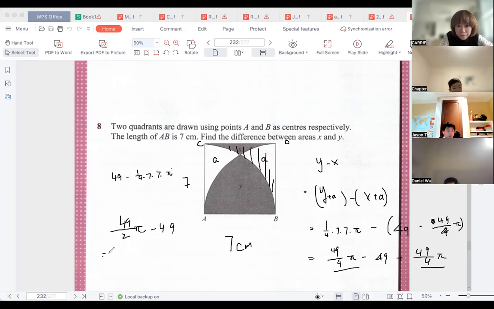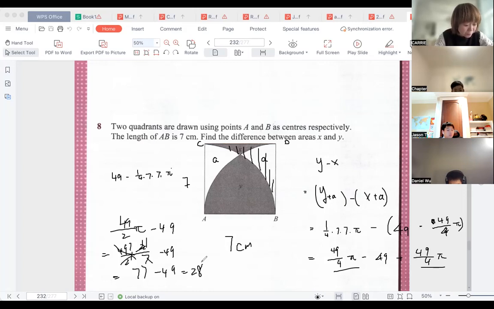If you take pi as 22 over 7, like we always do, 49 over 2 times 22 over 7 minus 49. So this one equals 7, and this one equals 11. So it's 77 minus 49, which equals 28. So that is the final answer. The difference between areas X and Y is 28 centimeters.